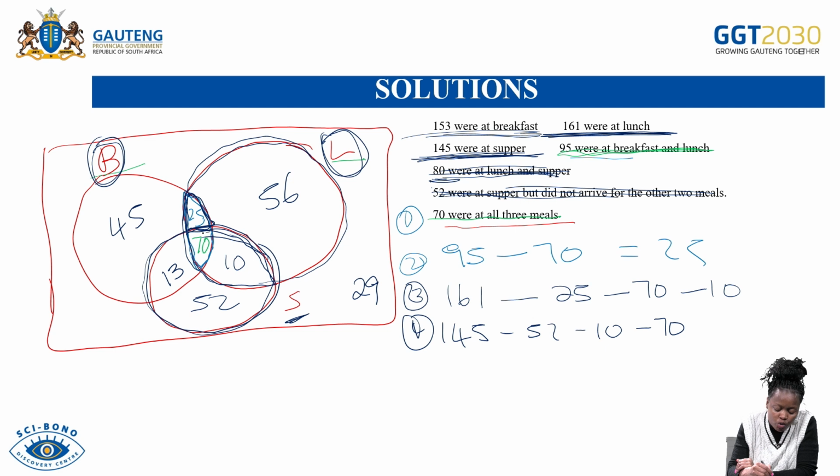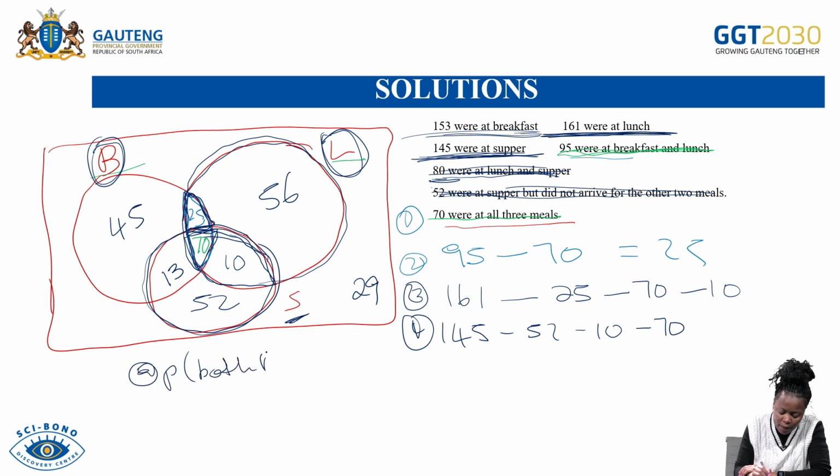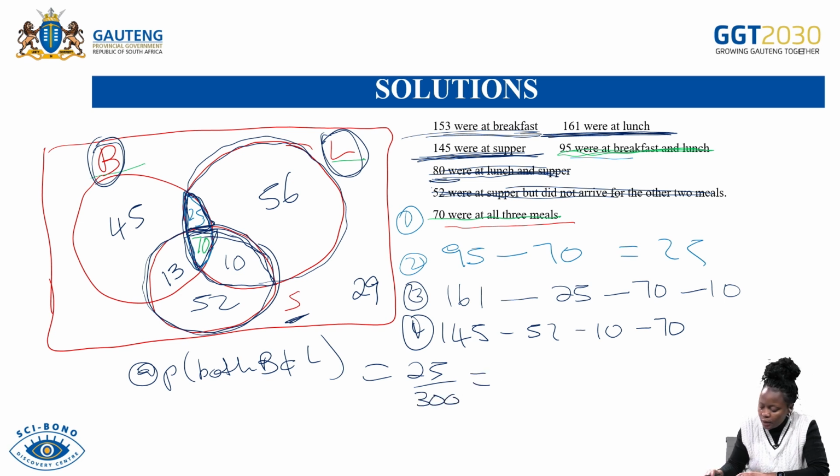Ne? We are going to exclude the 70. Why are we excluding the 70? Because the 70 is including the supper, and we don't want to include the supper. So the probability of being both at breakfast and the lunch is going to be the intersection of 25 out of how many? Out of 300. Then you write it nicely as a fraction. So it's going to be 1 all over 12. Ne? You move to B.